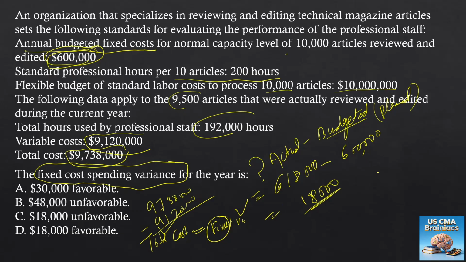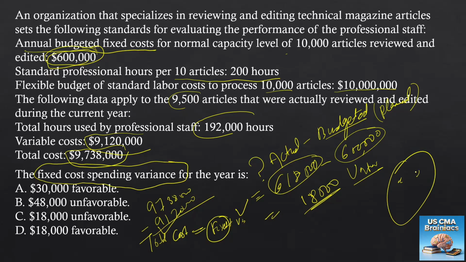So 18,000, is it favorable or unfavorable to you? Unfavorable. Why unfavorable? Because our budget was 6 lakh, but we spent 6 lakh 18,000. That's more than your budget. If you spend more than the budget, then you are unhappy, and it's unfavorable to you. So the answer is C, right? Yes, correct. Let's check.